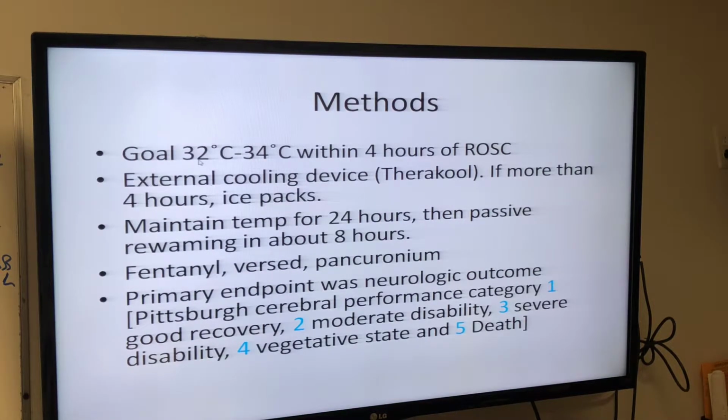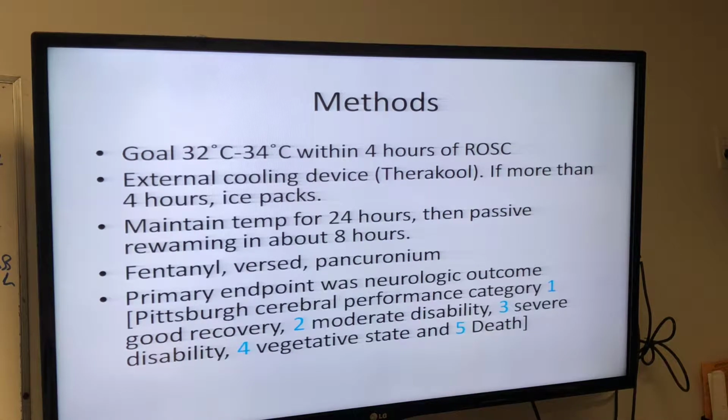The goal was to achieve temperature 32 to 34 within 4 hours of ROSC using an external cooling device called Theracool. If more than 4 hours pass, use ice packs. Maintain temperature for 24 hours and passive rewarming for 8 hours. They use fentanyl, Versed, and pancuronium, which is idiotic. They're all very, very long acting.